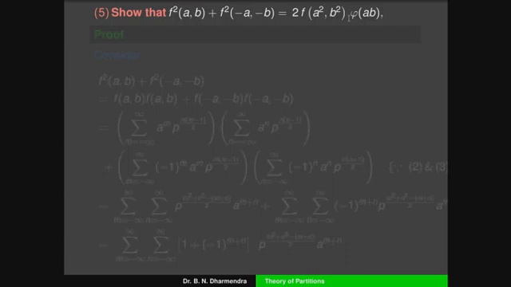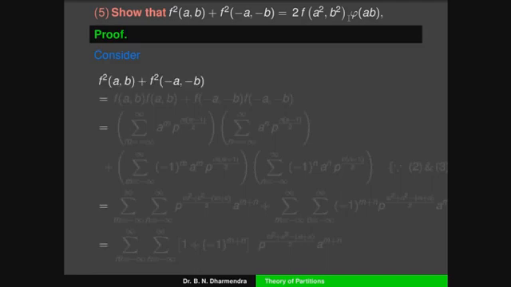You can observe the theta function definition of f of a comma b is equal to summation n running from minus infinity to plus infinity a to the power of n into p to the power of n into n minus 1 by 2. And also, when I replace a by minus a and b by minus b, that can be written as summation n running from minus infinity to plus infinity minus 1 to the power of n into a to the power of n into p to the power of n into n minus 1 by 2, if p is equal to a into b. Let's consider that.